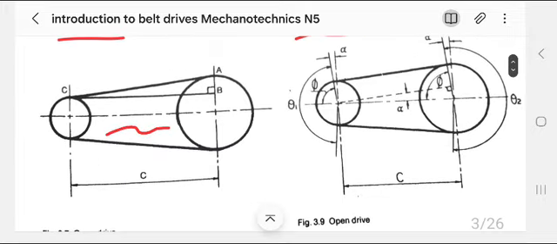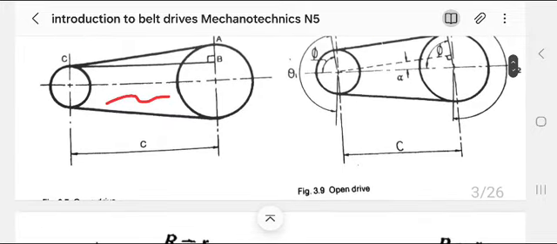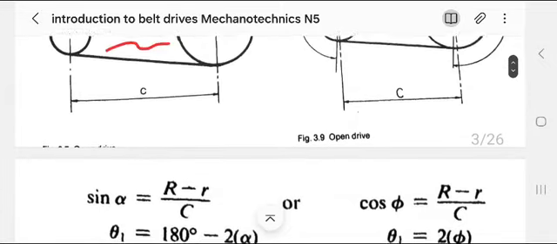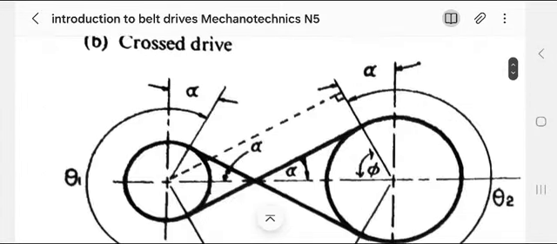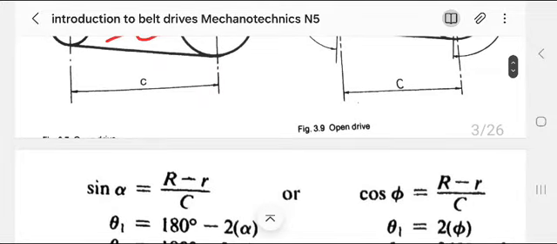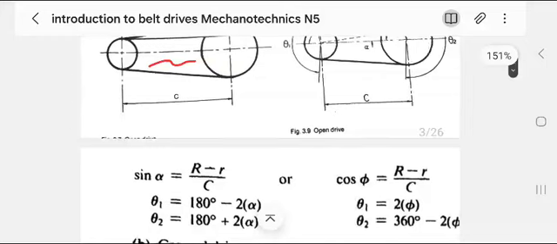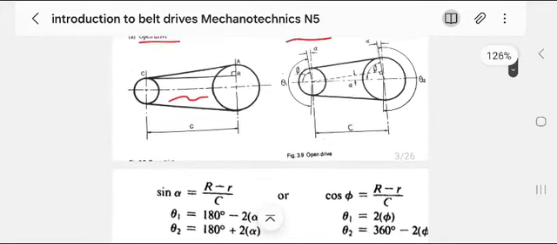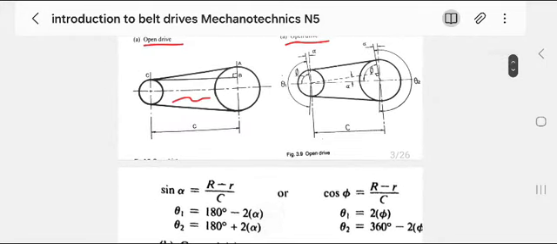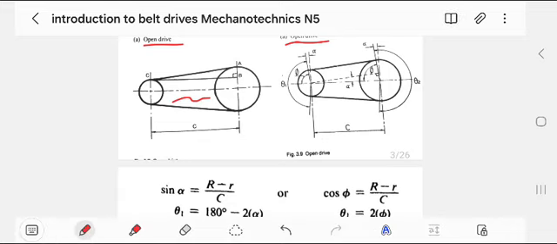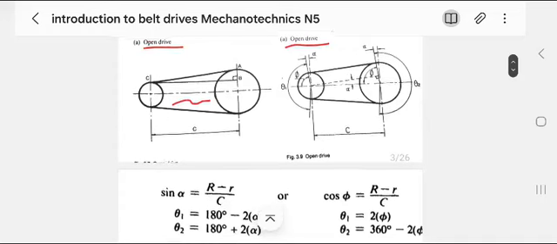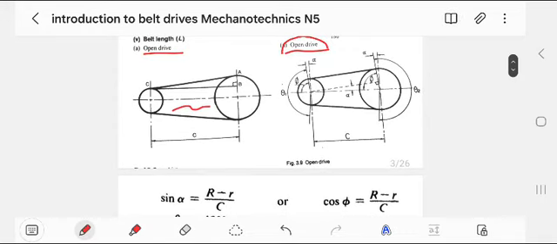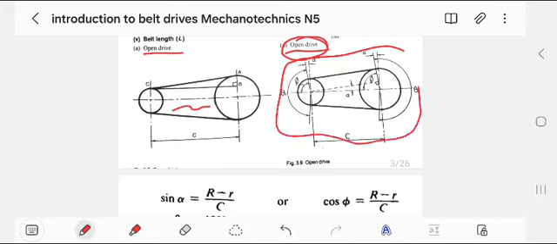Now we have this formula. Let me zoom out a bit like this, hopefully you still see, so that you see something here. This, guys, is for cross belts. No, it's an open belt. As you can see, they've said this is an open belt. We are focusing on this structure now. That is what we're given, open drive.